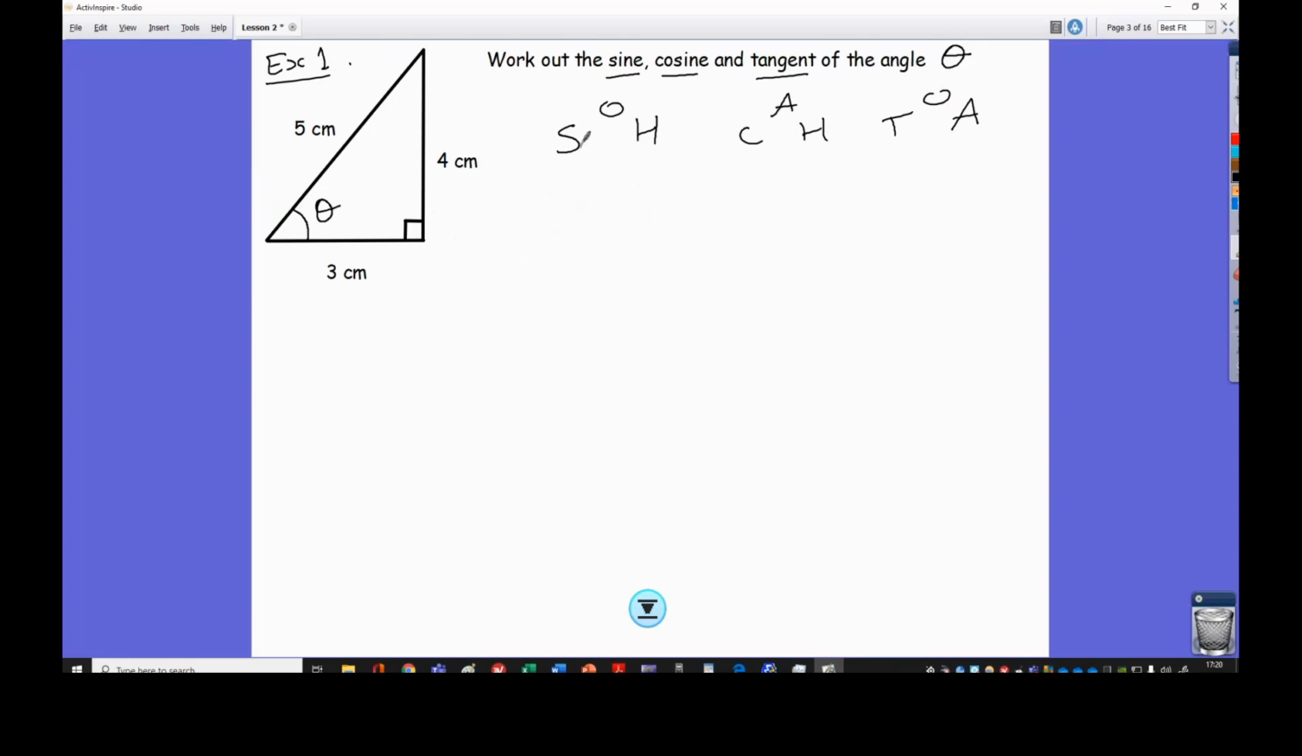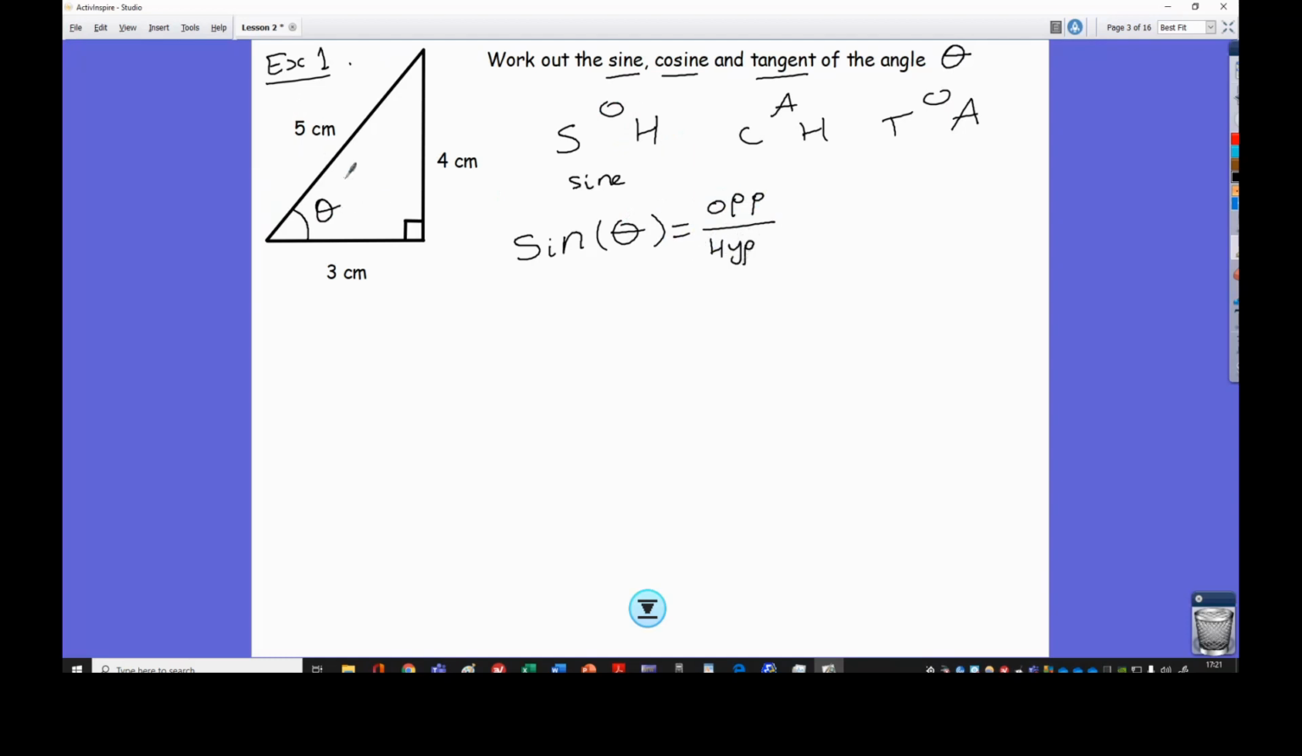So the first one is for sine. The sine of an angle, so the sine of the angle theta in this question, is going to be the opposite, that's what the O is for, divided by or over the hypotenuse. That is what the H is for.